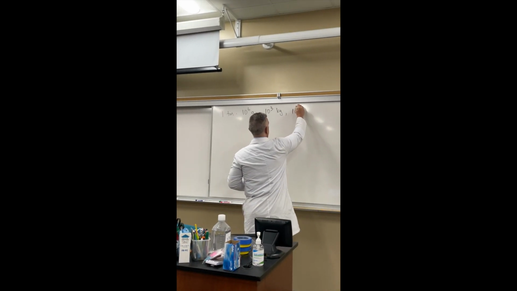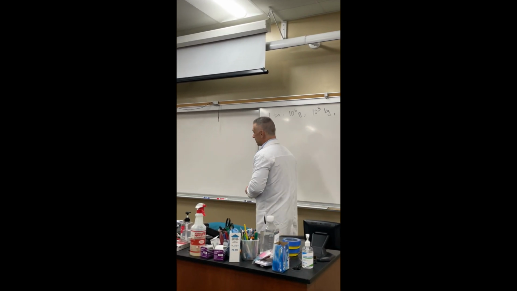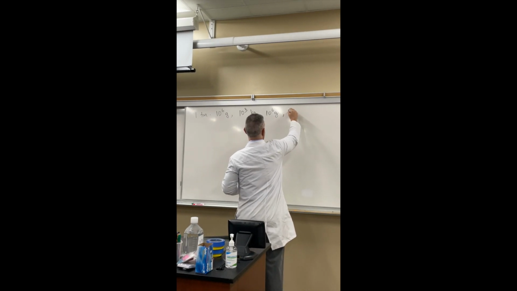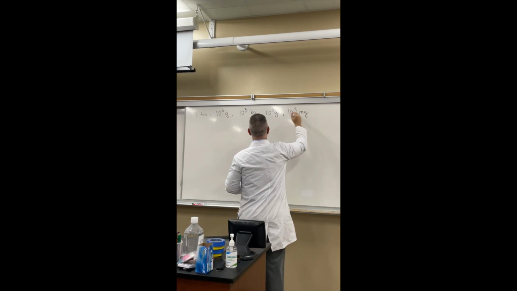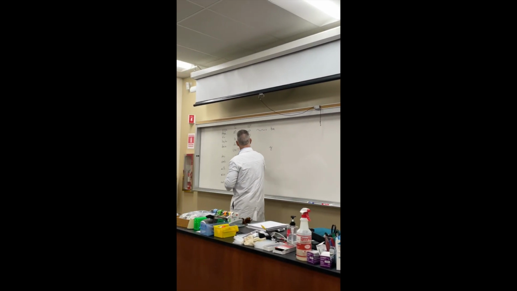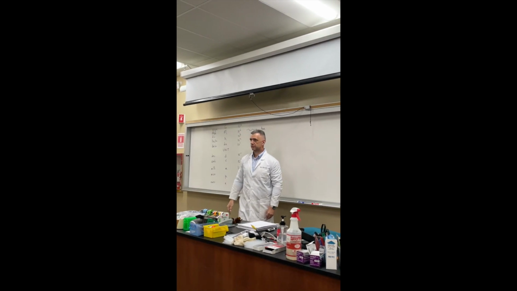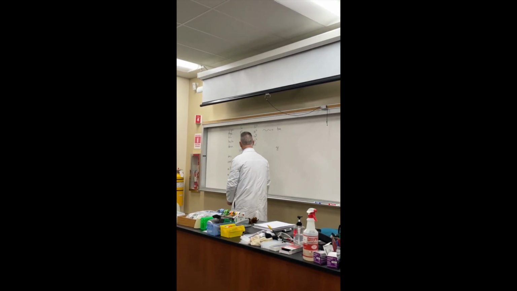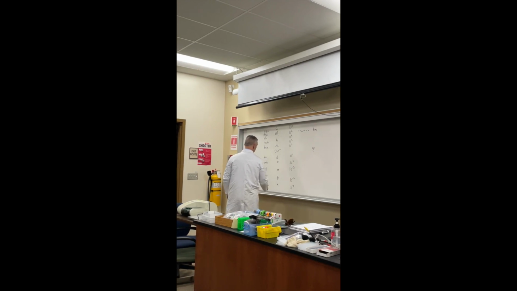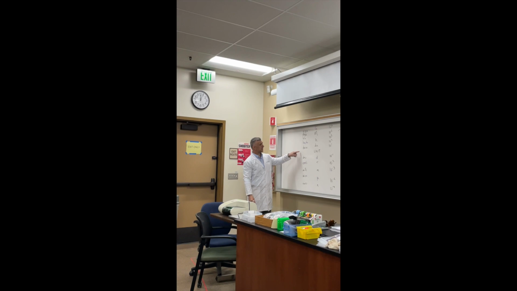Or, as we said, 10 to the 6 grams, or 10 to the 9 milligrams. Because you look at the differences literally in magnitude. There are 1,000 milligrams in a gram, and there are 1,000,000 grams in a ton.